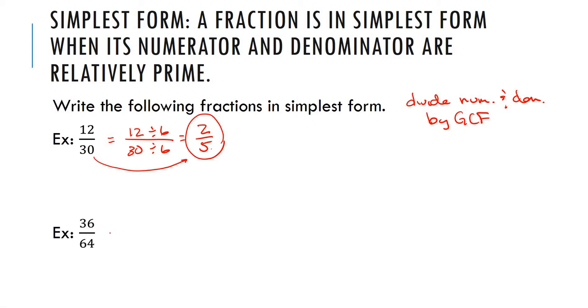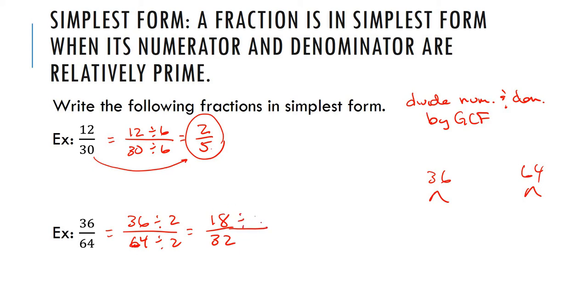What about 36/64? Well, I'm not sure what the greatest common factor is. Now, I could go over here and do my factor trees for both of them and get my greatest common factor, but I'm just going to divide by 2. I know that 2 goes into both of those, and I get 18/32. Oh, that's not relatively prime. I know that 2 will go into those again, and that will get me 9/16. So I've divided twice. 9 and 16 are relatively prime.